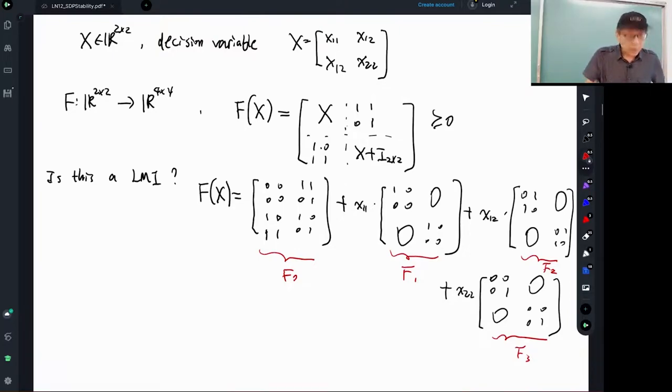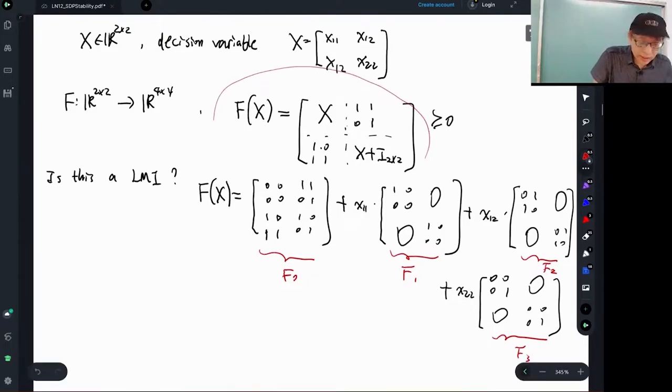Okay, so it can be written in the previous form. Hopefully I don't need to write this down every time. You should be able to recognize this is an LMI, linear matrix inequality. Whatever decision variable you have, if the function is a linear or affine function of this decision variable, either vector or matrix, this is a linear matrix inequality. If I ask you to prove it, you should be able to write it down like this.